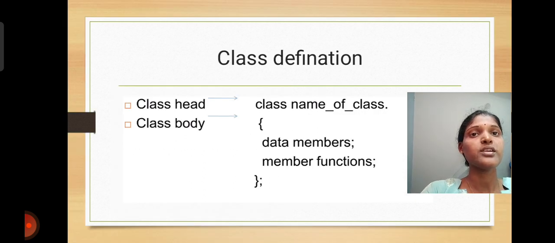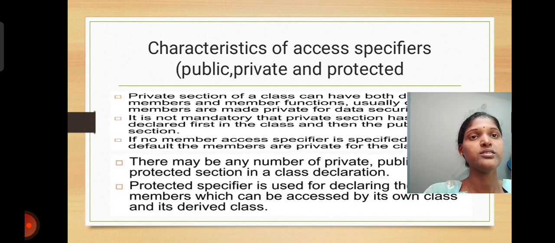Class definition. A class definition means a class head and a class body. The class head is the name of the class, where we are creating the class name. The class name is Main. In the class body, we write the body of the class within open brackets: data members, member functions, and close the bracket with a semicolon. Next are the characteristics of access specifiers: public, private and protected.